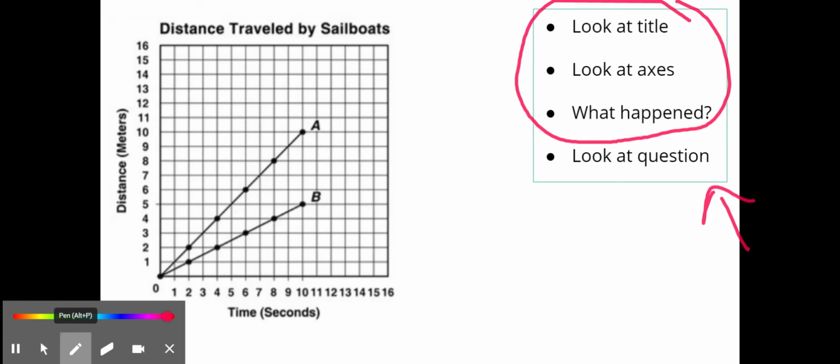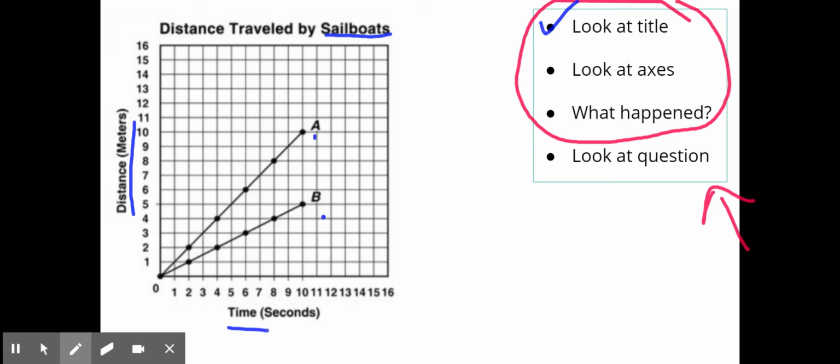So I have the distance traveled by sailboats. Okay, so I've looked at the title, so I know I'm talking about sailboats. It looks like there's two sailboats, an A and a B. Looking at axes, I have distance over here, again, and time, again in seconds and meters. Okay, so what happened? I noticed that they both went for 10 seconds. A went 10 meters and B only went 5 meters. So I can tell that A definitely went farther, but they stopped at the same amount of time. All right, I think I've kind of understood what's happened.